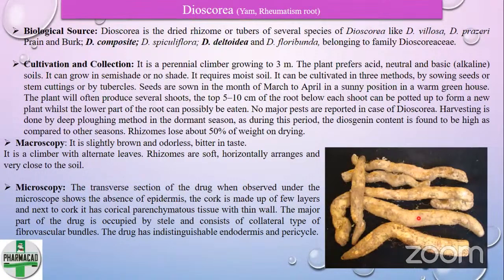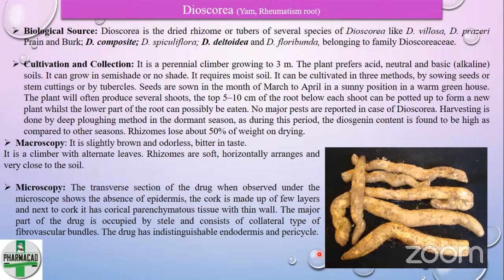Okay, now if I have to learn about the microscopy of this drug, it will have the same epidermis and cortex, which is made up of a few layers. Then the major part of the drug is occupied by the stem, and it consists of collateral type of fibrovascular bundles. The drug has indistinguishable endodermis and pericycle.